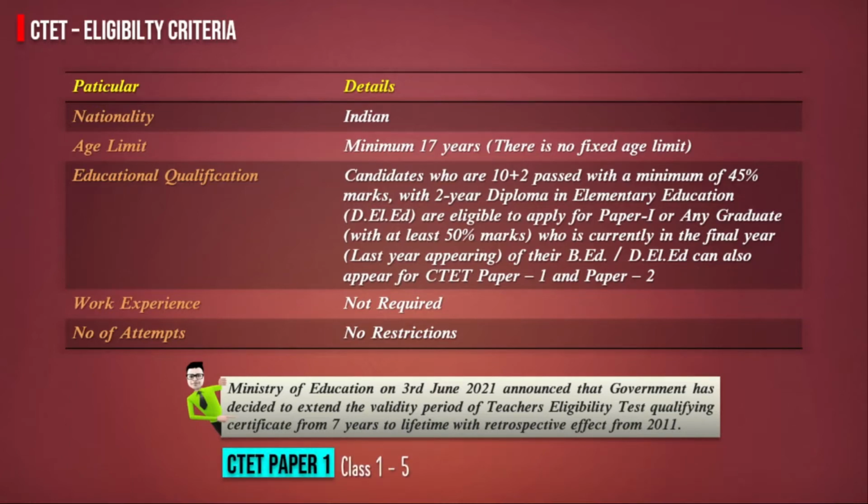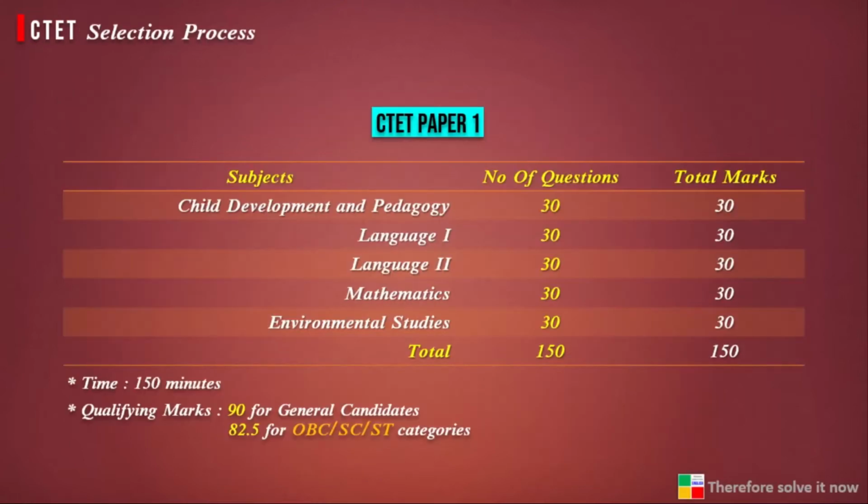Paper 1 is conducted for recruiting teachers for class 1 to class 5, while paper 2 is for those individuals who aspire to teach class 6 to class 8. There are 5 sections in CTET paper 1: Child Development and Pedagogy, Language 1, Language 2, Mathematics and Environmental Studies. Each of the above mentioned sections has 30 questions and 30 marks, that is a total of 150 questions with total 150 marks. Here the exam time is 150 minutes, that is 2.5 hours.